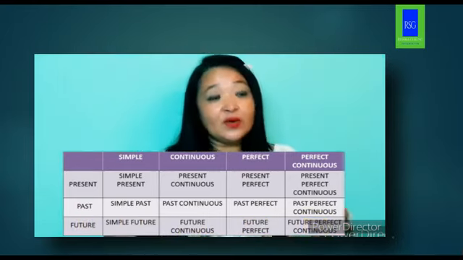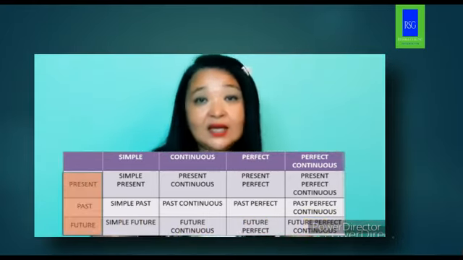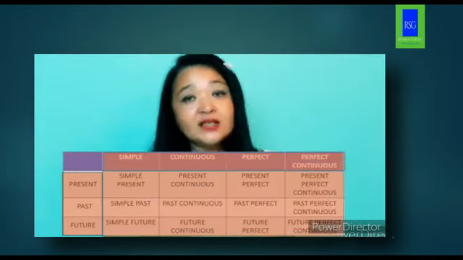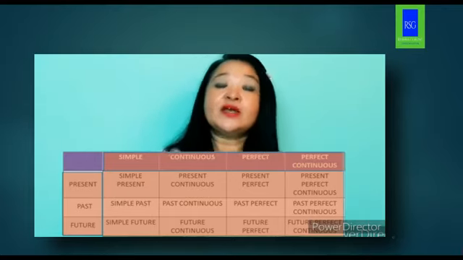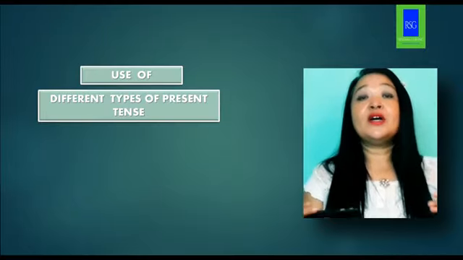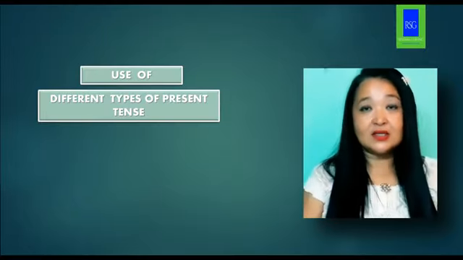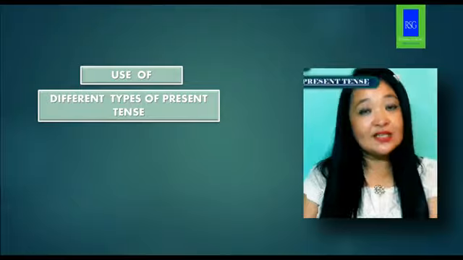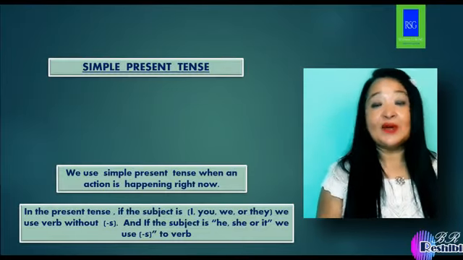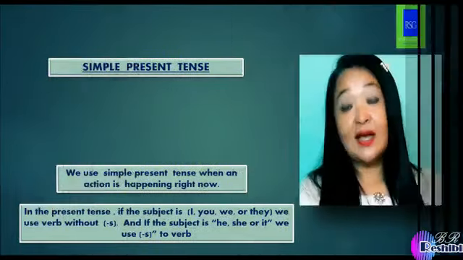So all together, when we combine these 3 tenses with these 4 aspects, we get altogether what? 12 tenses. We are going to talk about the use of all these 12 tenses in coming classes, but today we will mainly focus on the uses of different types of present tenses. Now first we are going to take up what? Simple present tense. What is simple present tense and when do we use it?